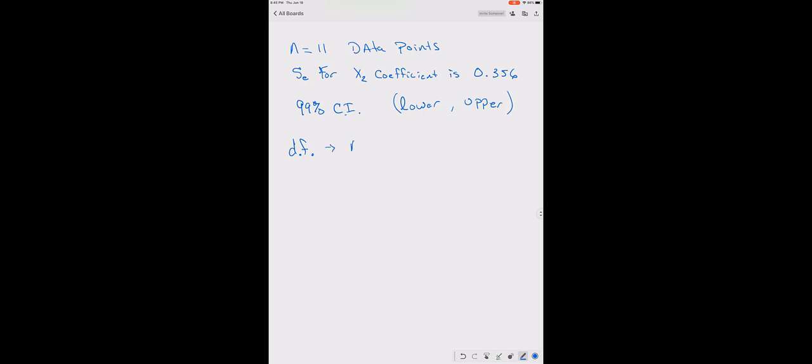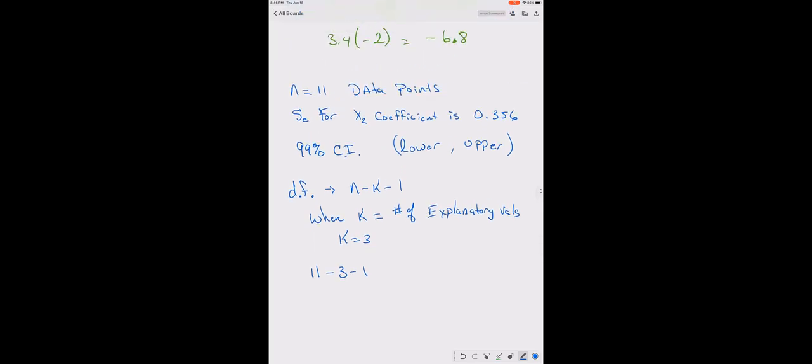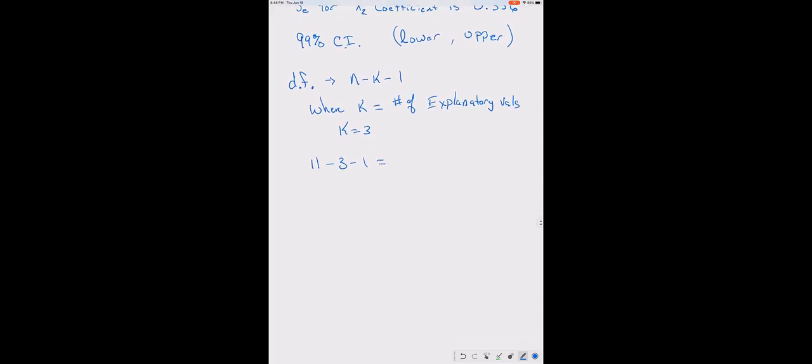And our book tells us that we use the formula n minus k minus 1, where k equals the number of explanatory values. So in this case, k equals 3 because we had an x2, an x3, and an x4. So then what we have to do is we have n equals 11, so we have 11 minus 3 minus 1 degrees of freedom. So 11 minus 3 minus 1 is 7. So that is 7 degrees of freedom.